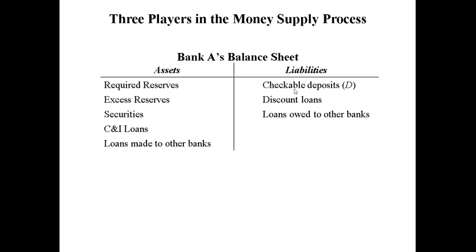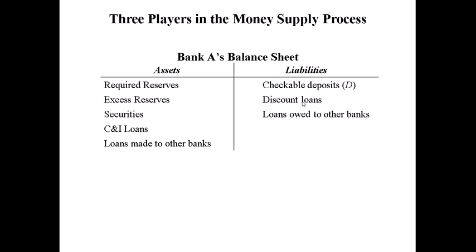Now, the liabilities are checking account deposits. That's kind of funny because a checking account deposit to a bank is kind of like a discount loan that this particular bank has with the Fed, or a loan that this particular bank has with other banks. So if you really think about it, checking account deposits are loans. You can think of them as loans, not unlike a discount loan.